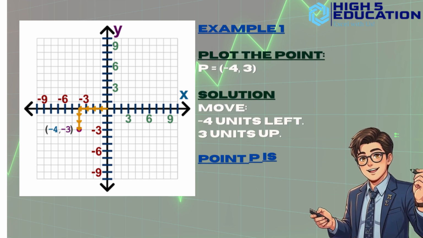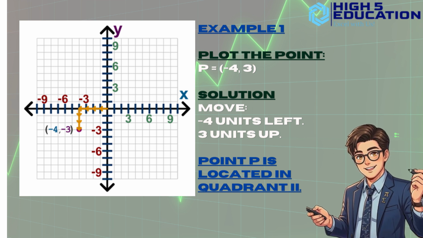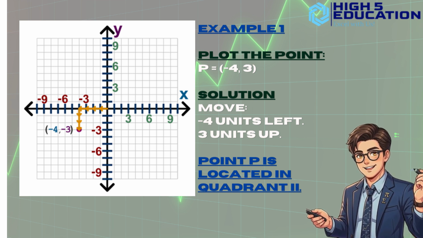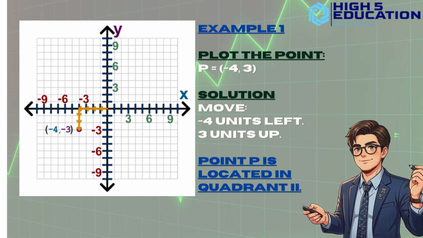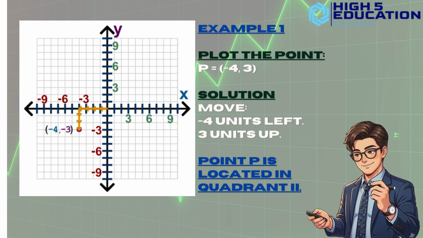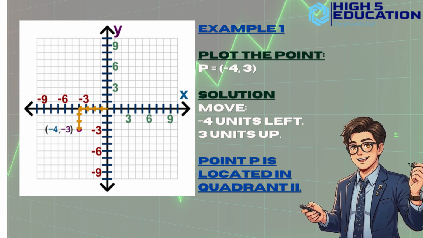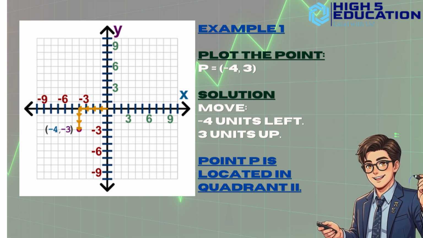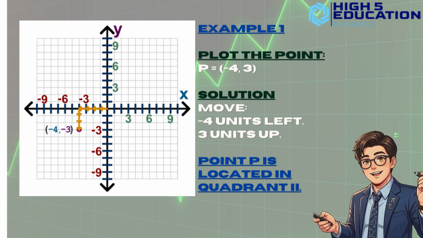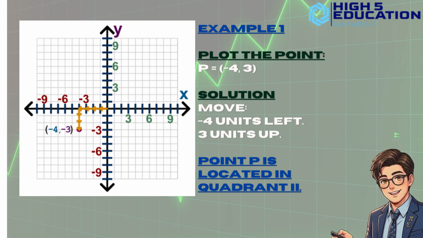Now, let's practice plotting a point on the coordinate plane. Our point is P equals (-4, 3). Remember, an ordered pair is written as (x, y). We always read the x coordinate first, then the y coordinate. The x coordinate is -4, so start at the origin, (0, 0), and move 4 units to the left because the number is negative. Next, look at the y coordinate, which is 3. From there, move 3 units up because the number is positive. Place a point where you stop and label it P.